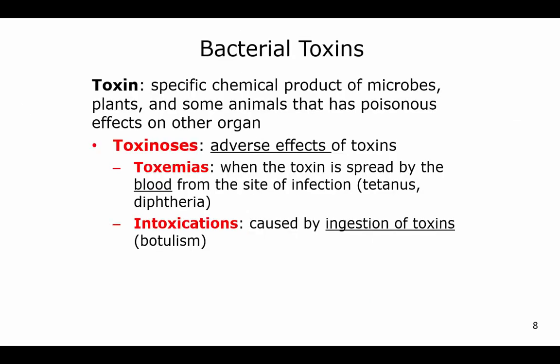Okay? All right, so I mentioned toxins. Specifically, there are 3 vocabulary words you need to know here: toxinosis, toxemia, and intoxication. Toxins, period, are some chemical that is made by the microbe that often has a poisonous effect. Toxinosis is going to be an adverse effect of toxin. Anytime you hear the word toxemia, that means that the toxin is being spread through the blood. And intoxication is caused by the ingestion of the toxin.